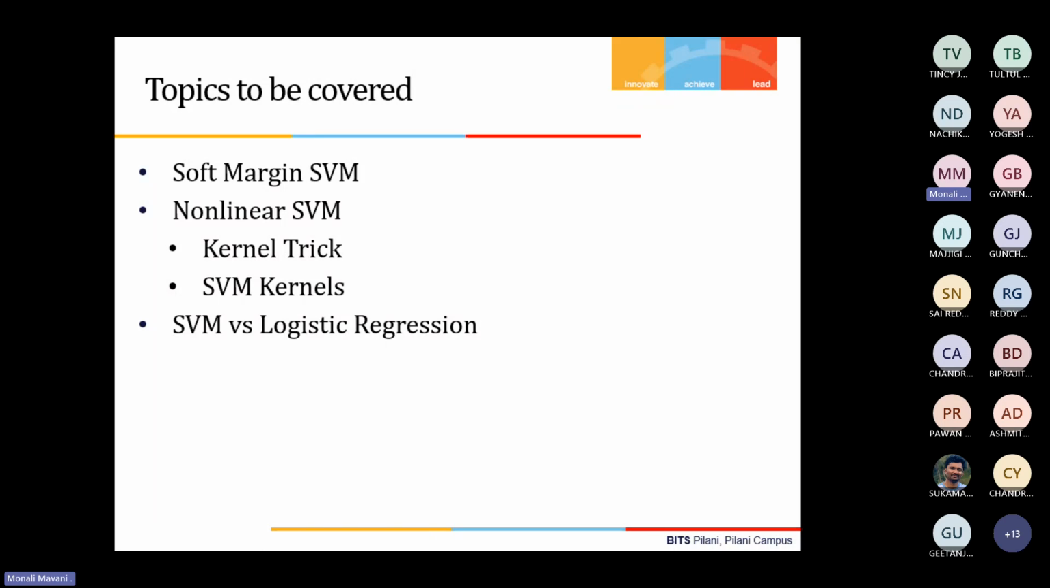So I'll continue with SVM. These are the topics remaining for the SVM: soft margin SVM, nonlinear SVM, the kernel trick and SVM kernels, and the difference comparison between SVM and logistic regression. It's a mathematical comparison. And then we have another small topic remaining, FactML. So that's the agenda.